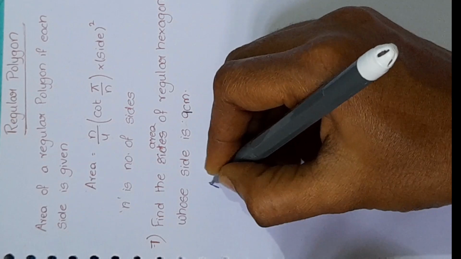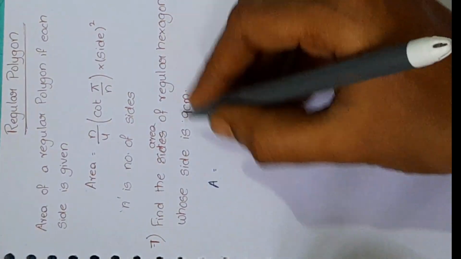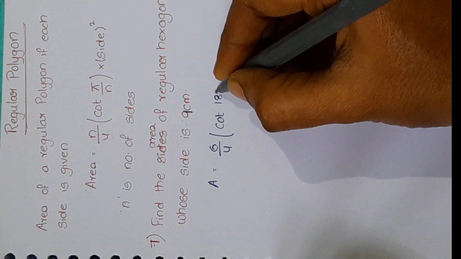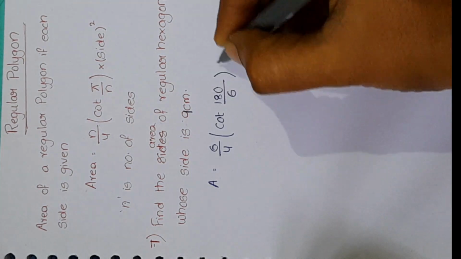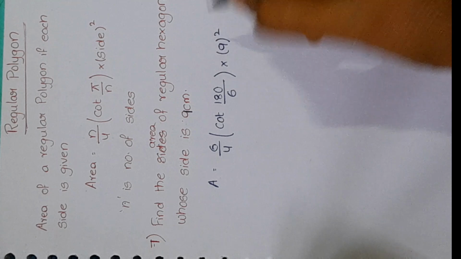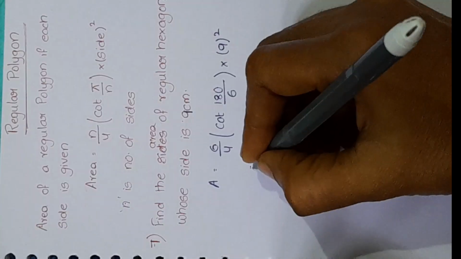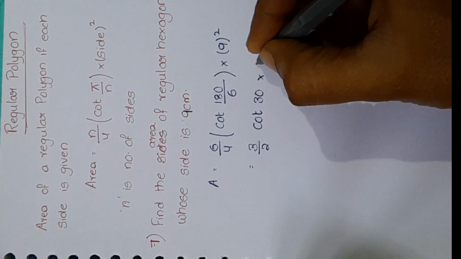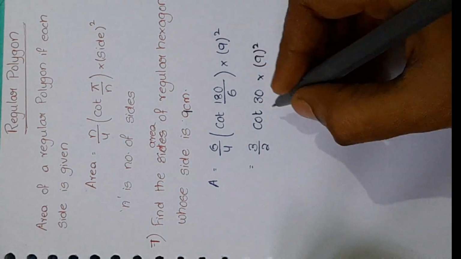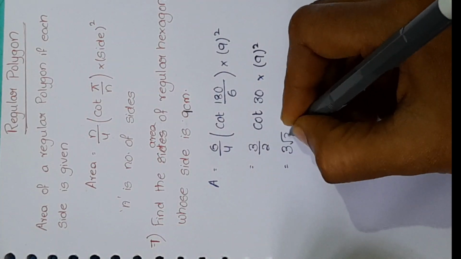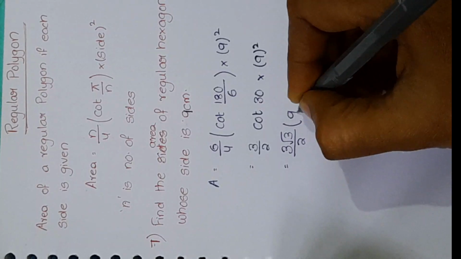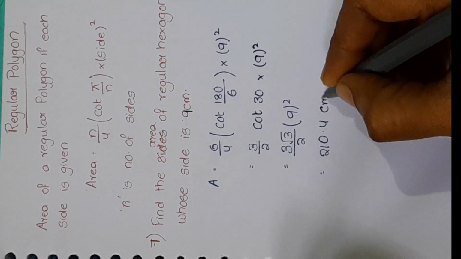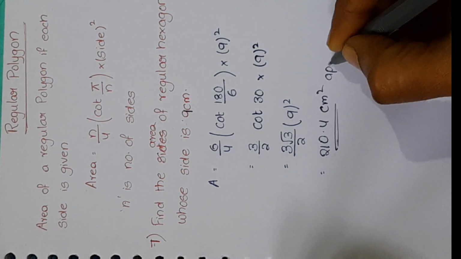Substituting the values in the above formula, area is equal to n, a hexagon has 6 sides. So 6 by 4 into cot of pi, pi value is 180 by n, which is 6, into side 9 square. Calculating this, 3 by 2 cot 30 into 9 square. Cot 30 value is root 3. So 3 root 3 by 2 into 9 square, which is 210.4 centimeter square. This is the approximate value.